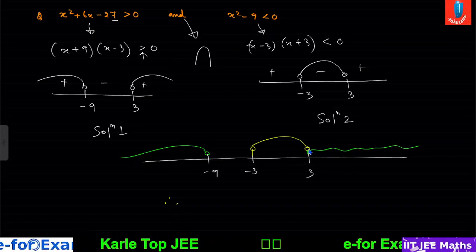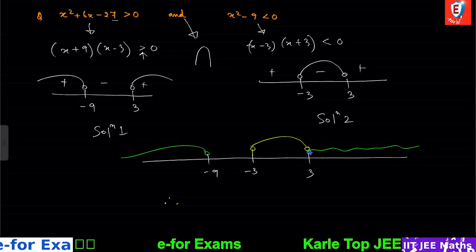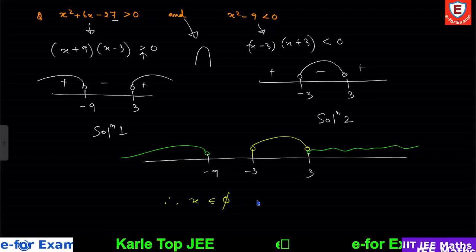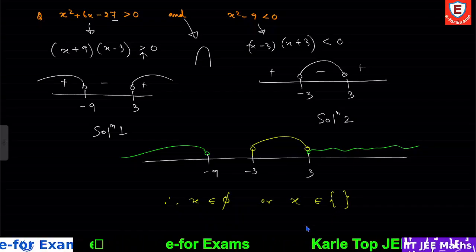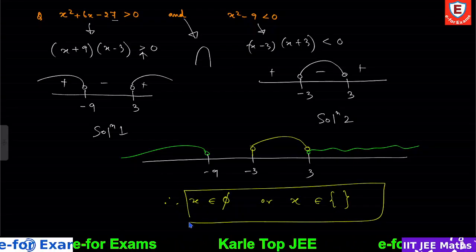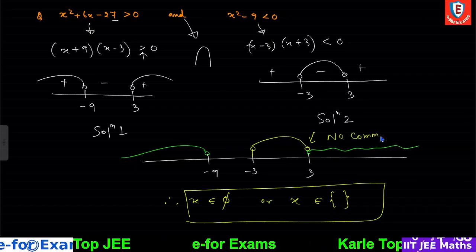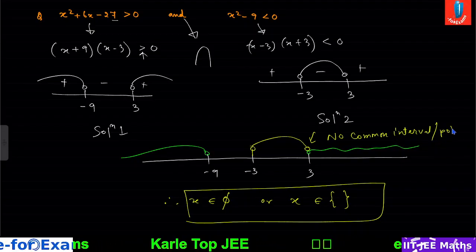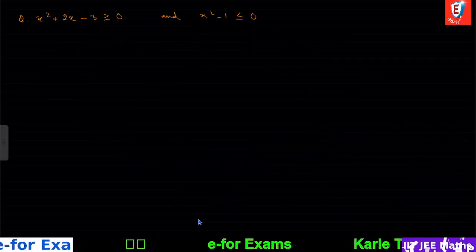There is no common point. If both were dark circles, then we could have said that 3 is the common point. But here it is open, and this is also open. So x belongs to the empty set. This is the final solution. Got it? There is no common interval or point. Next.